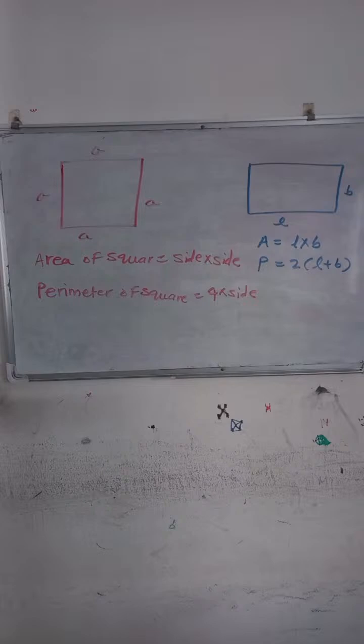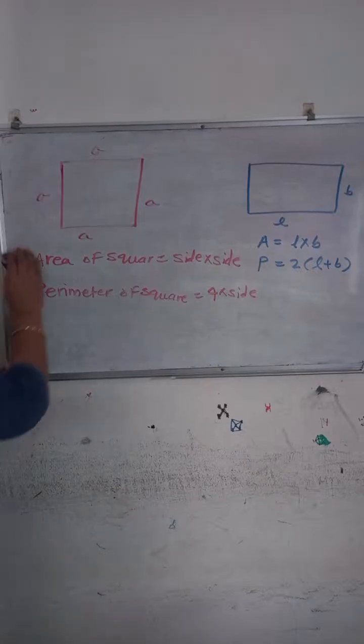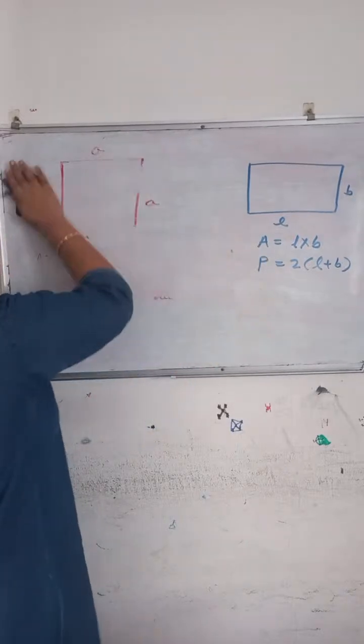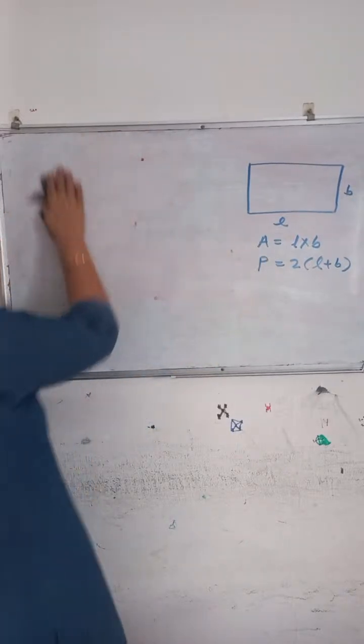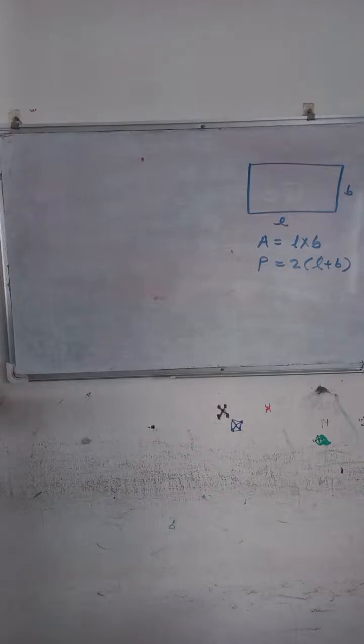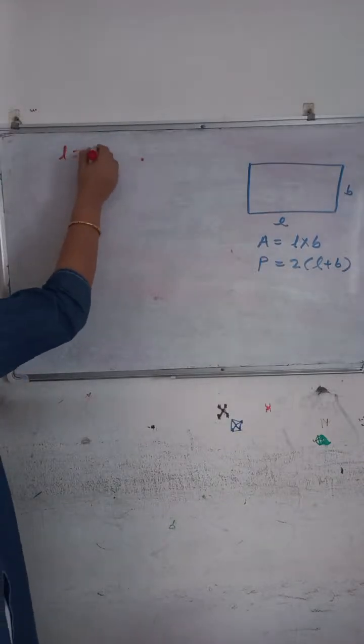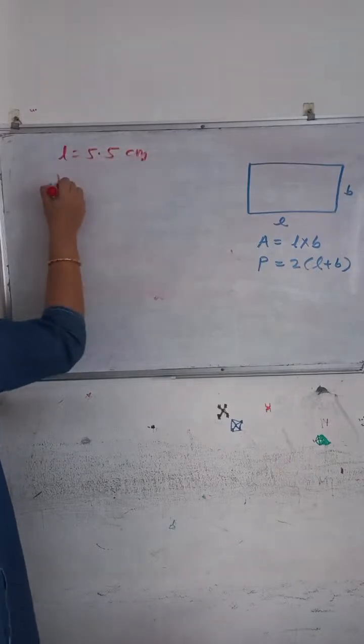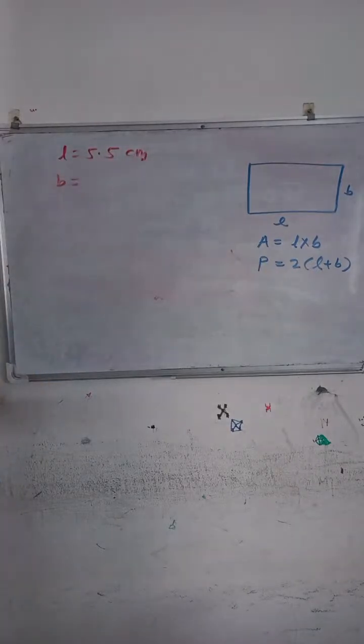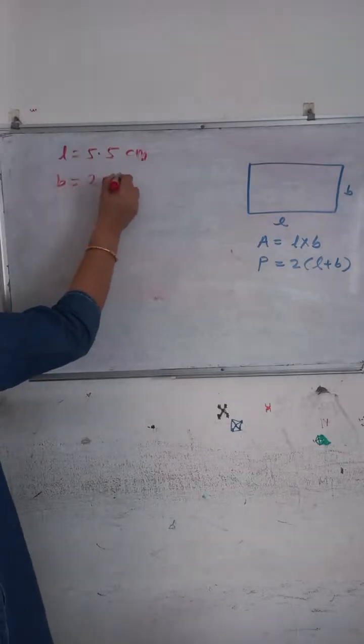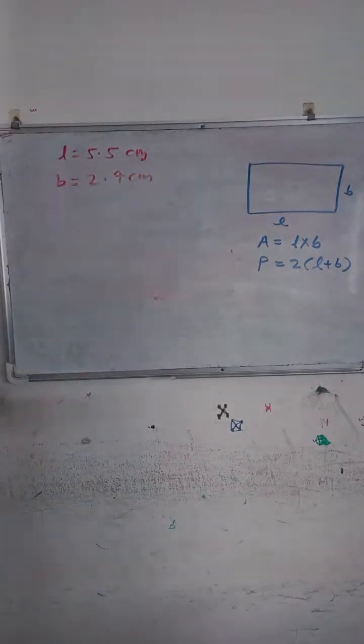Find the area of the rectangle. First write down, find the area of the rectangle. Okay, and write down the length and breadth. Whose length L is equal to 5.5 centimeter, and breadth is 2.4 centimeter. Okay, they are asking us to find out the area over here.